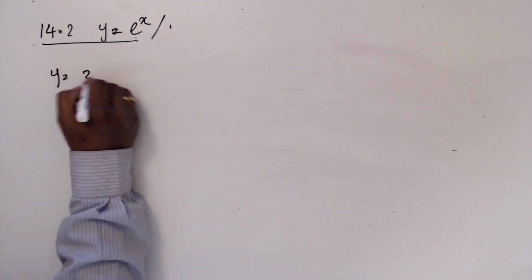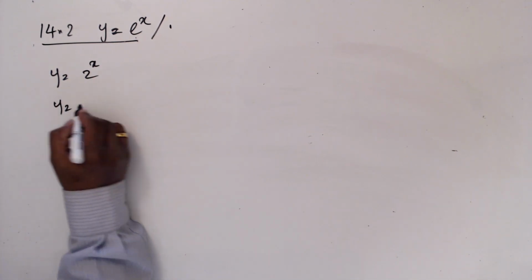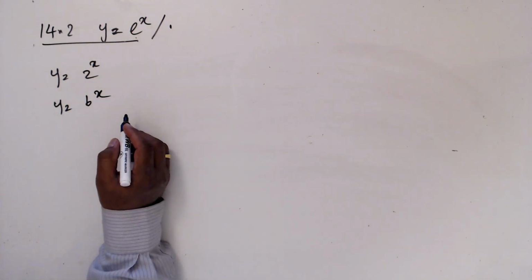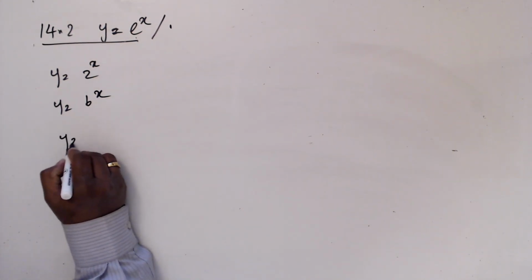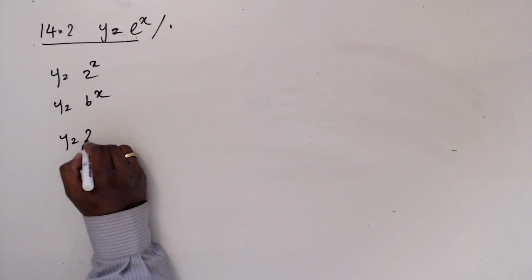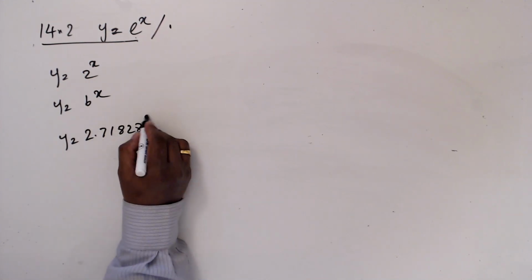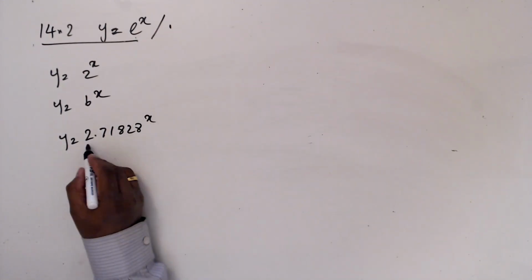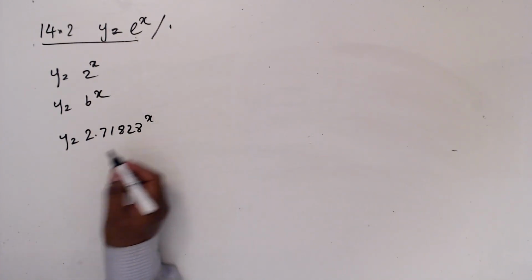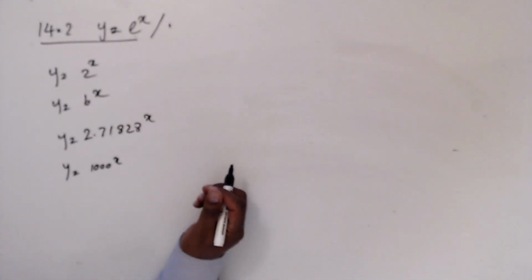we know that y equal 2 to the power x is an exponential function. Y equal 6 to the power x is also an exponential function, with a constant base, and y equal 2.71828 to the power x is also an exponential function with a positive constant base. And y equal 1000 to the power x is an exponential function too.